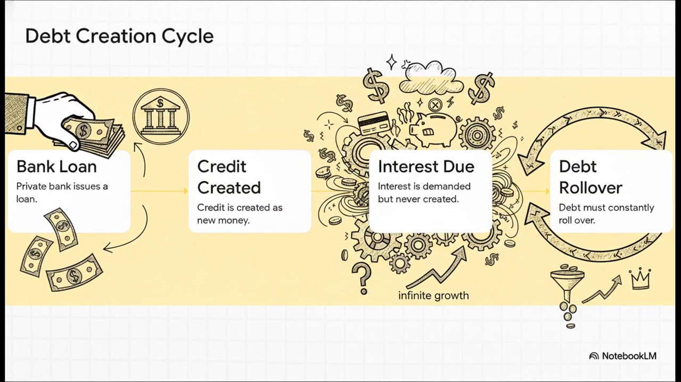Let's break down the math here, because it's kind of wild. First, a private bank issues a loan, creating credit out of thin air as new money. But here's the massive catch. While the principal amount is created, the money needed to pay the interest is never created. So, mathematically speaking, there is literally never enough money in the system to pay back the principal plus the interest. This forces a perpetual cycle where debt just has to constantly roll over, demanding infinite growth and ensuring that wealth flows right back to the creators of the currency.